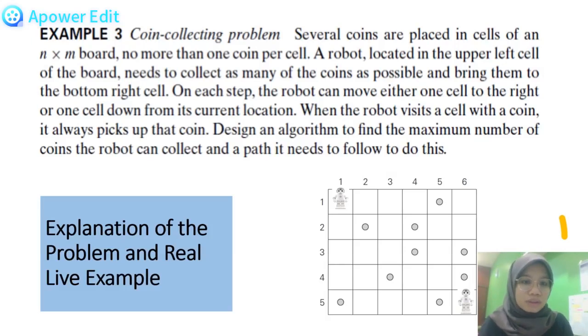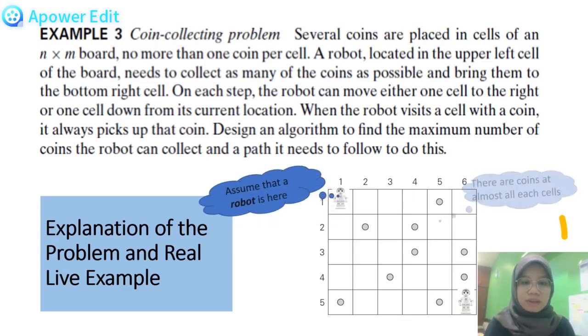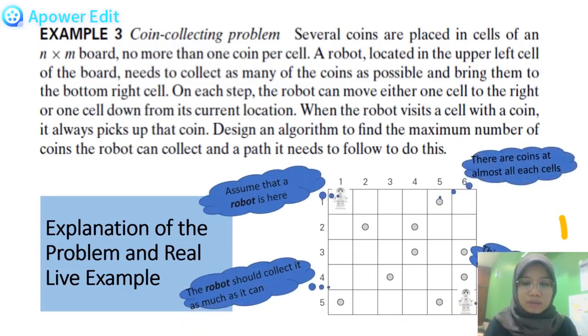I'm presenting the coin collecting problem. I'm not going to read the whole problem, let's explain it. There are several coins placed on a few cells on an n by m board. We assume a robot is at the top left, at row 1 and column 1, and the robot should collect as many coins as it can and reach the target location, which is at row 5 and column 6.